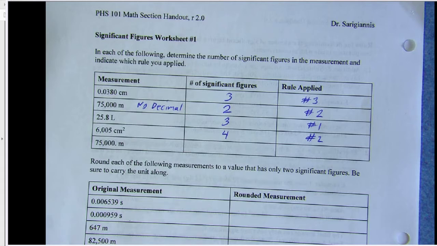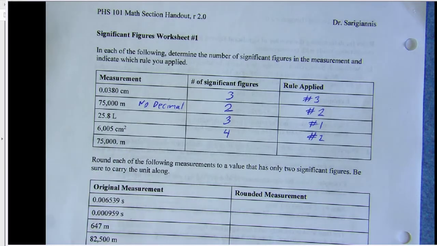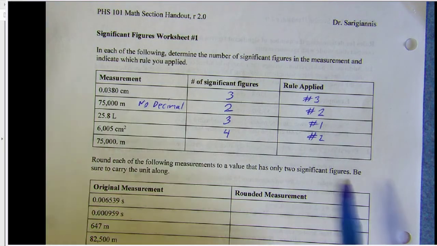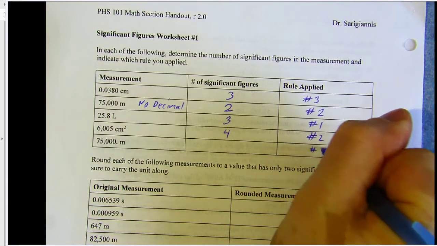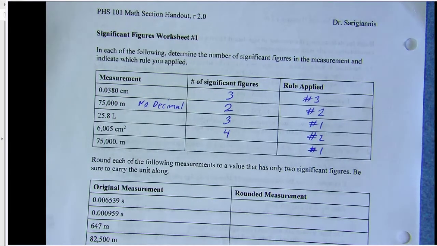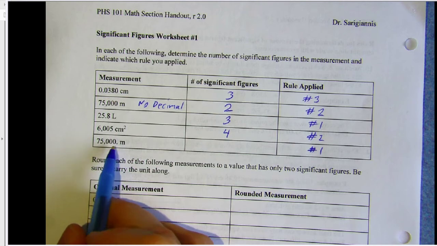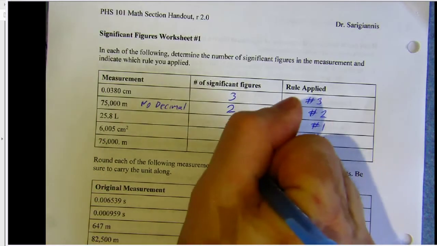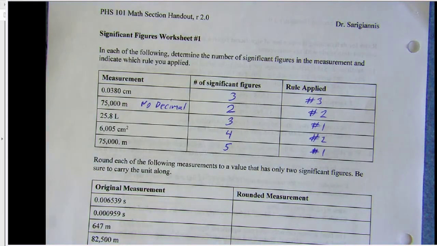Finally, we have here 75,000 point meters. This is with a decimal point, so this is from rule number 1. It's a value greater than or equal to 1, and it's got a decimal point. So we're going to count all the values here. We've got 1, 2, 3, 4, 5. 5 significant figures, because that decimal point on the end indicates that the zeros are significant figures.